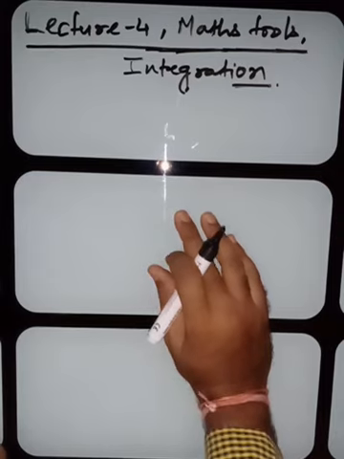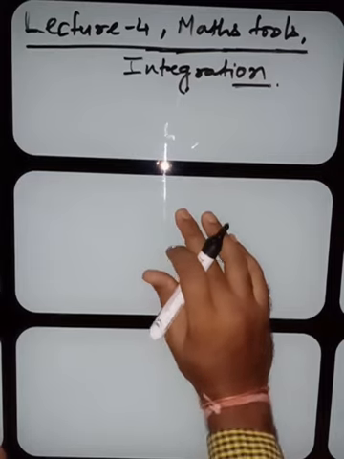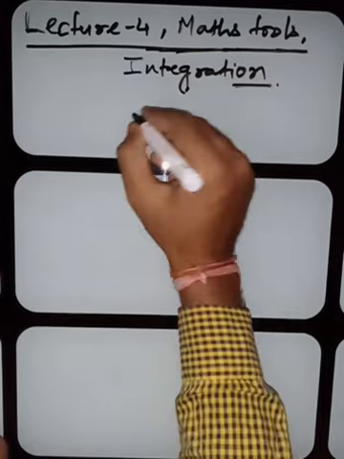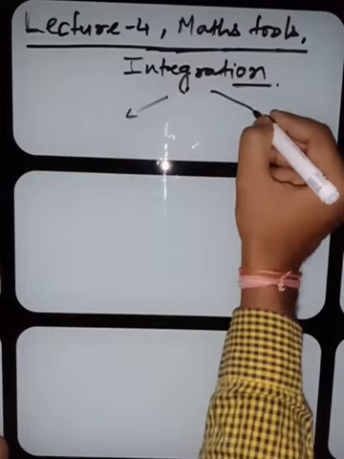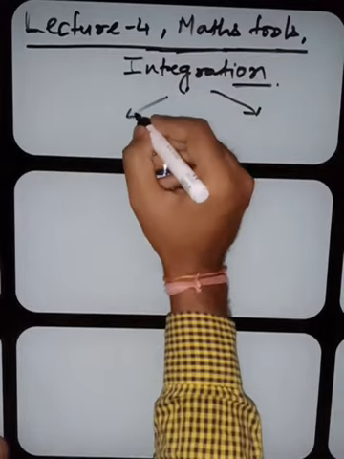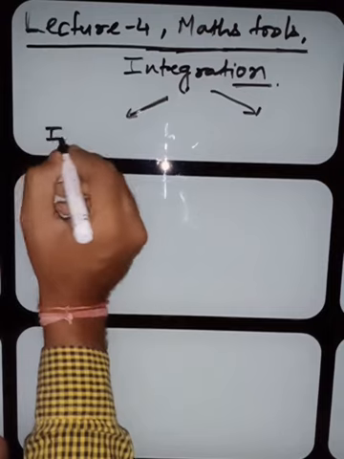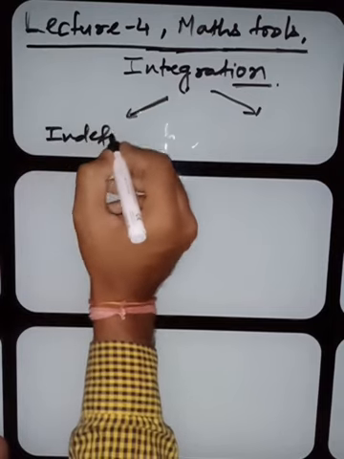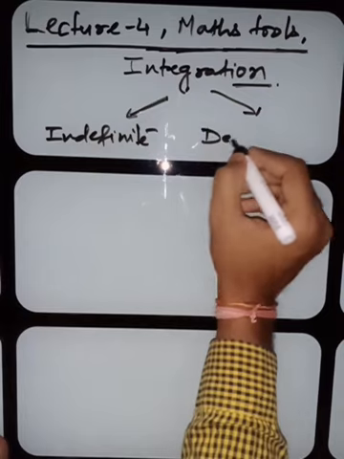So we have to study integration in two forms. There are two types of integration. I will teach you: the definite and the indefinite. First we'll start with the indefinite and then definite integration.